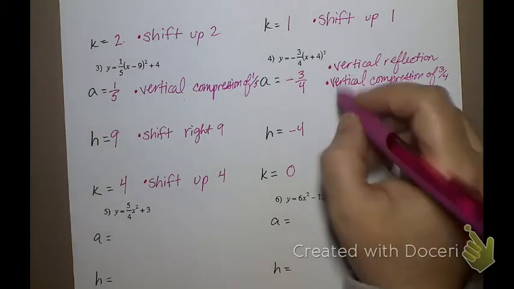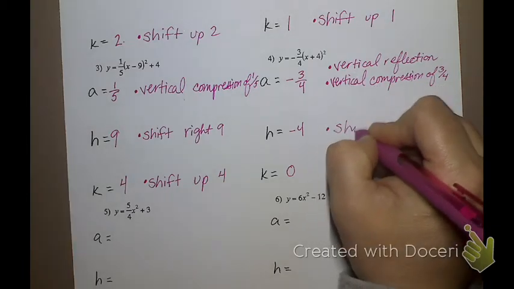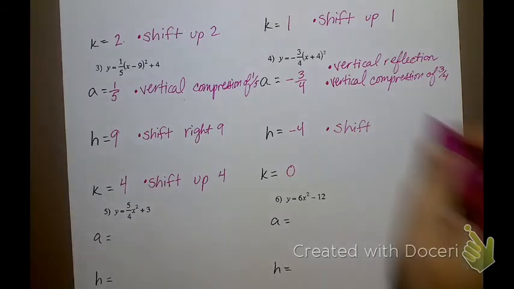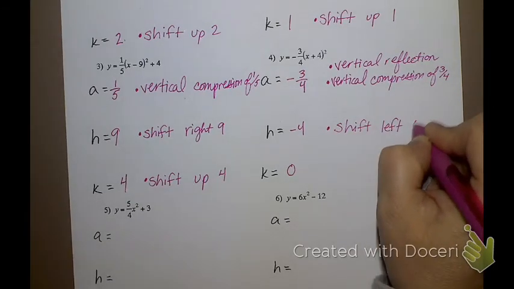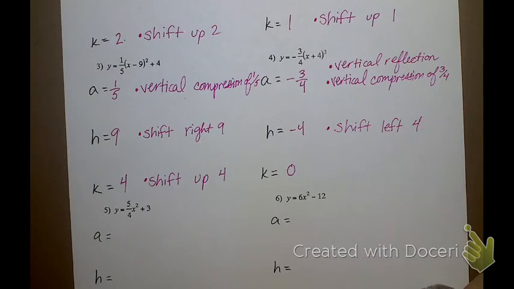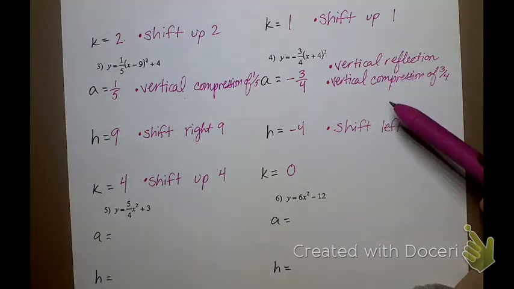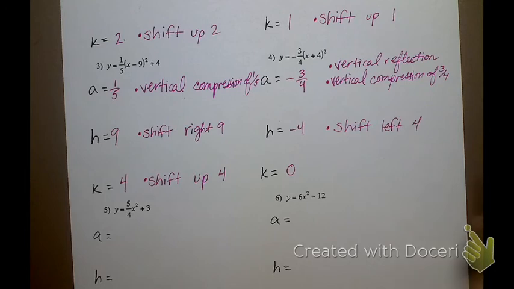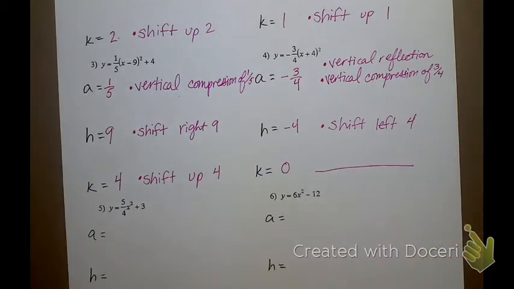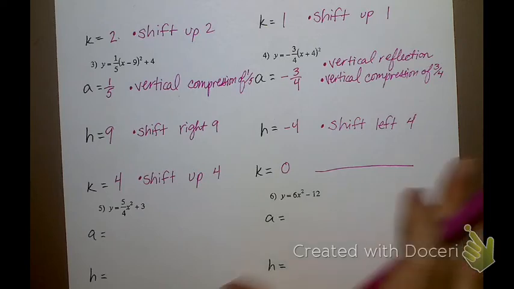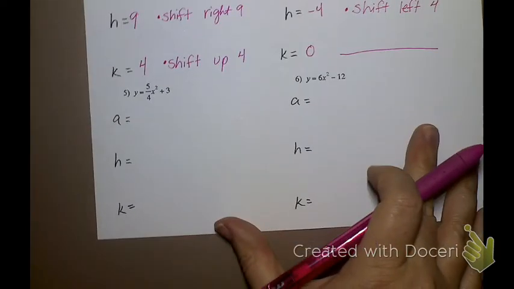Since H is -4, I have a shift left 4. K equals 0, which means there is no vertical change. So I just draw a line. Yesterday I would draw a line when A was 1, right? There was nothing to say about A if it was 1. If H or K is 0, then there's no horizontal or vertical shift. So you don't worry about it. Let's look at number 5.